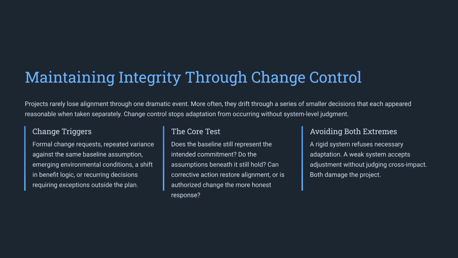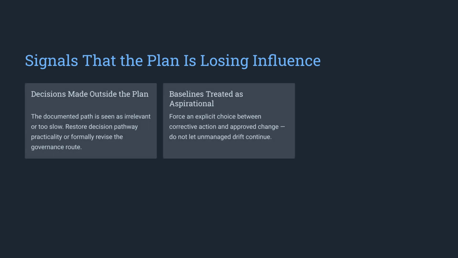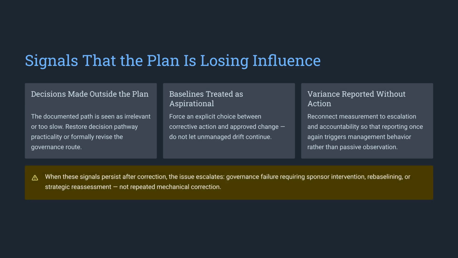Projects often drift through many individually reasonable decisions. Change control prevents local adjustments from weakening the whole system. Ask whether the baseline still represents the intended commitment and whether its underlying assumptions still hold. Warning signs appear when decisions move outside the plan, baselines become aspirational, or variance is reported without action. If these patterns persist, the issue may require sponsor intervention, rebaselining, or strategic reassessment.